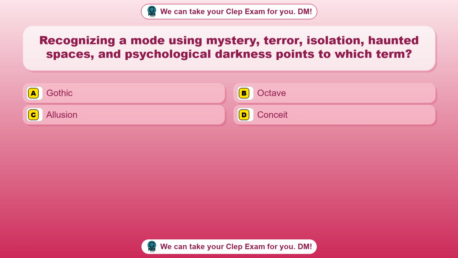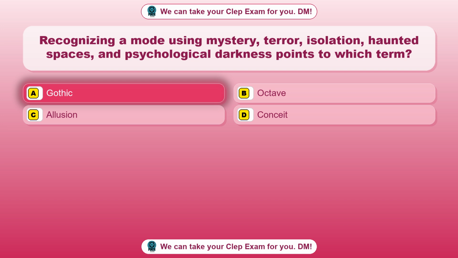Question 84. Recognizing a mode using mystery, terror, isolation, haunted spaces, and psychological darkness points to which term? Option A, Gothic. Option B, octave. Option C, illusion. Option D, conceit. The correct answer is option A, Gothic.